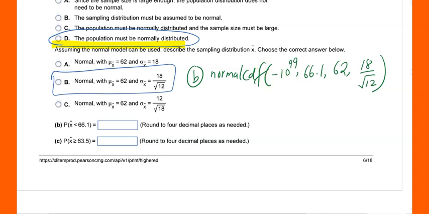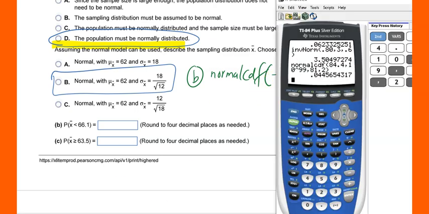Okay, now you put everything in the calculator. Let me show you how it is done, and you get the answer.